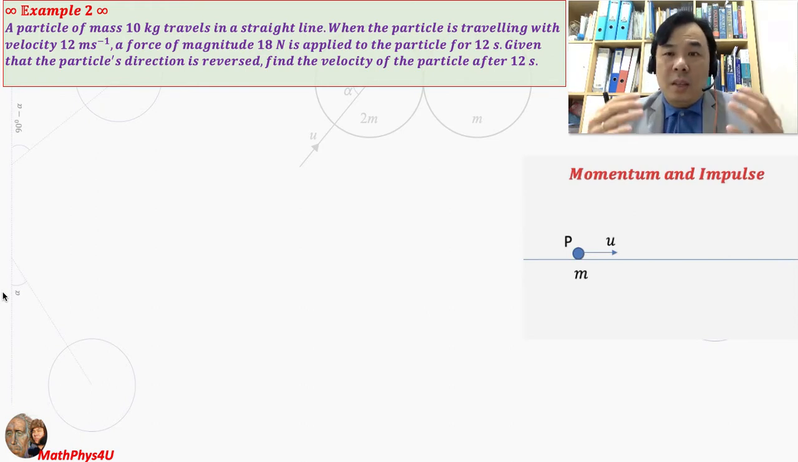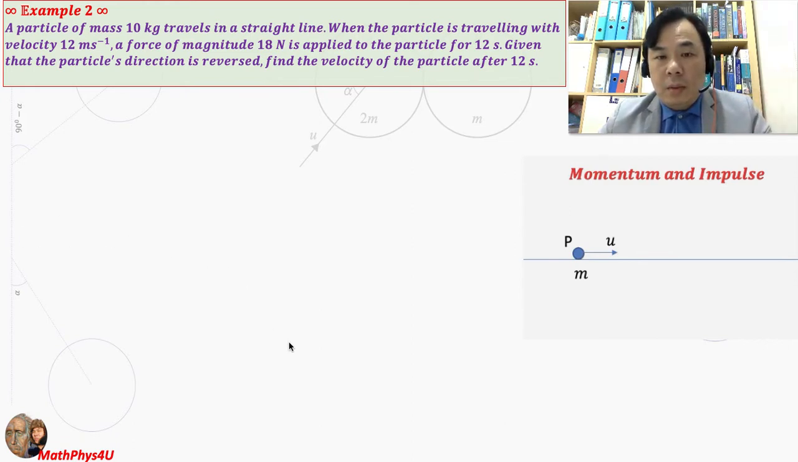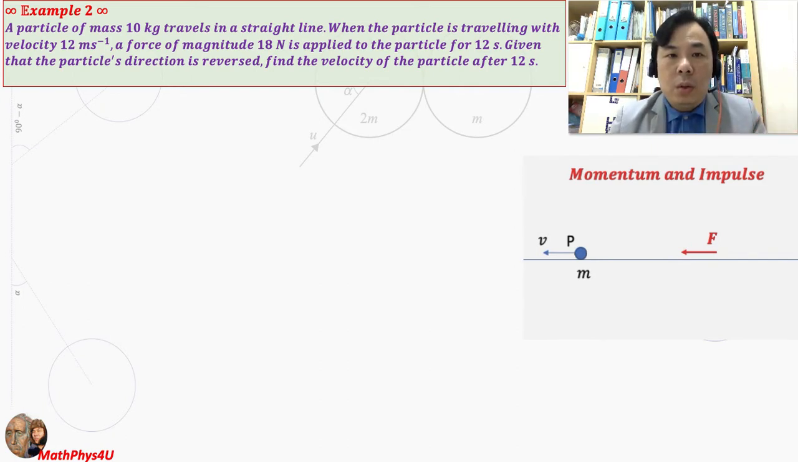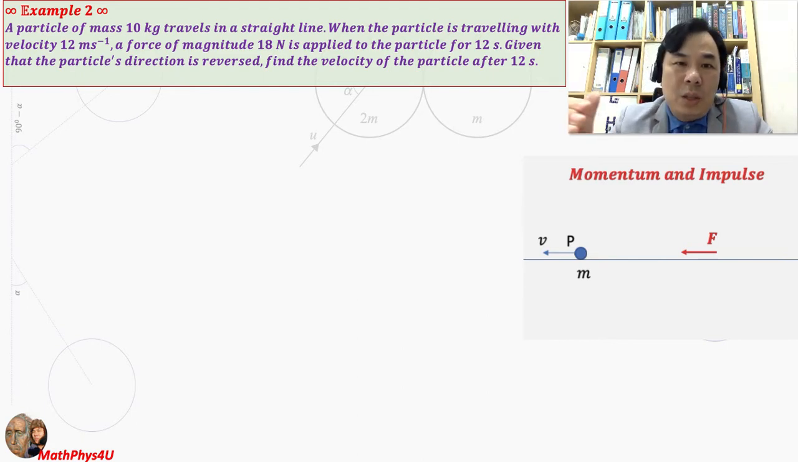Now let's get a visual look at how the motion looks before we attempt to apply the formula itself. It's moving at a constant speed of 12 meter per second, acted on by the force, and then changes direction. You will notice that the direction of the force is against the initial motion of the object. That may be one of the reasons why the particle changes direction after it has been acted upon by the force F here.